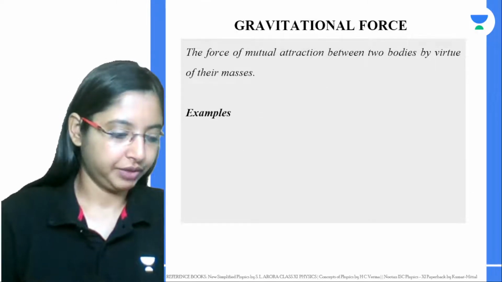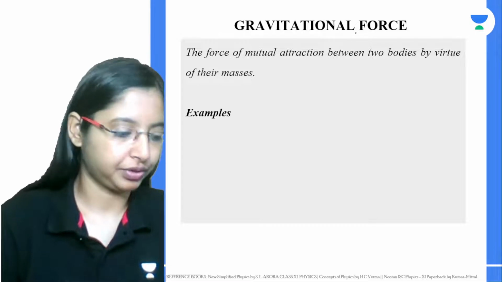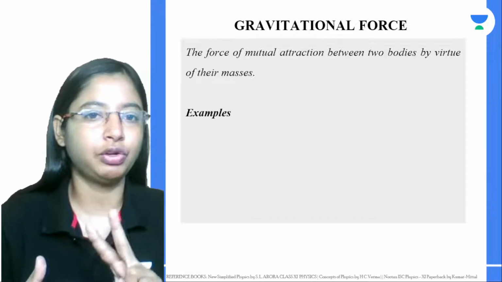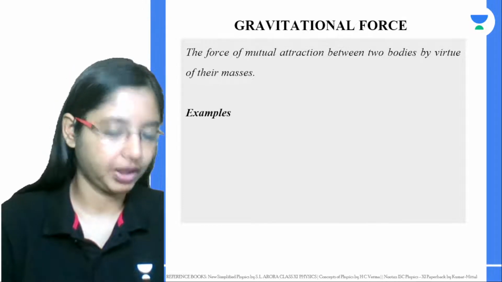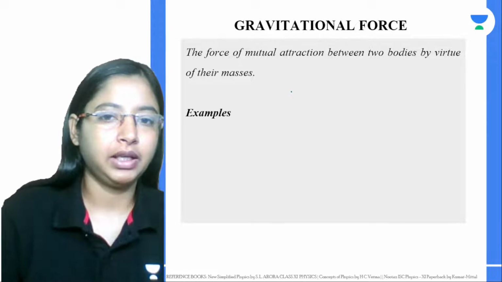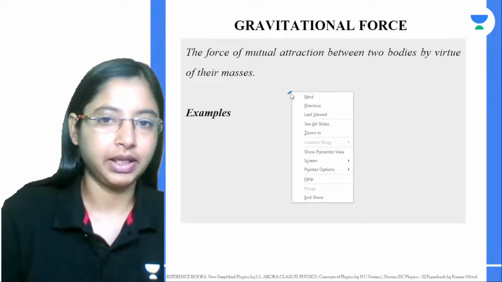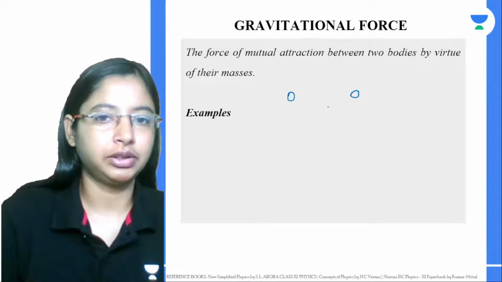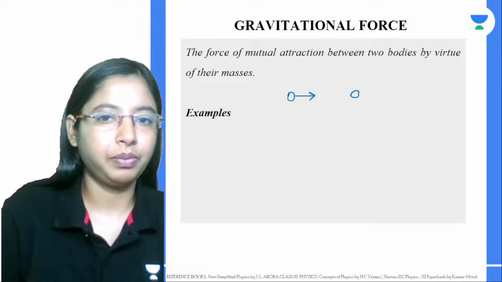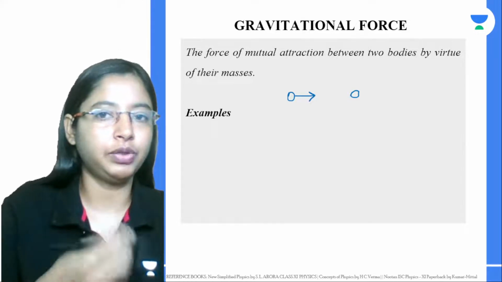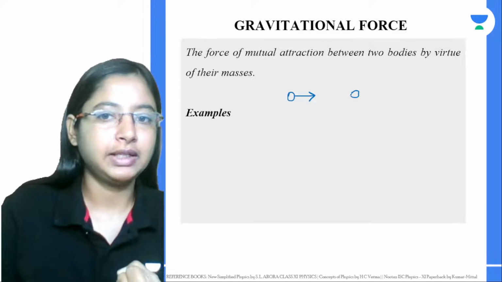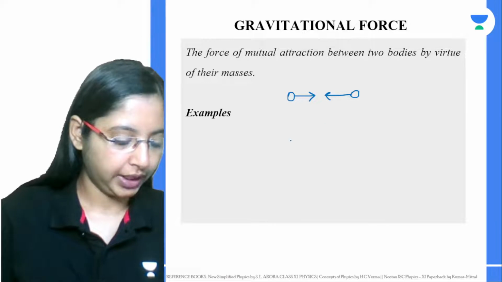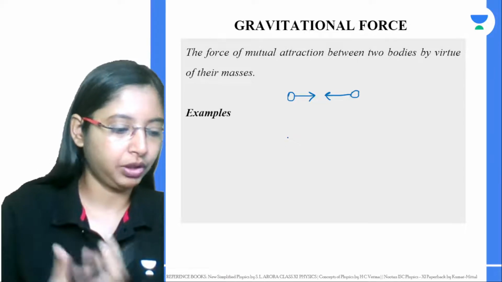The first force we are studying is your gravitational force. Gravitational force is nothing but the force of mutual attraction between two bodies. For example, let's say there is one object, you, and there's Earth. You are attracting the Earth with a particular force. In the same way, the Earth is also attracting you with a particular force. When thrown up, objects fall down because of gravitational force.